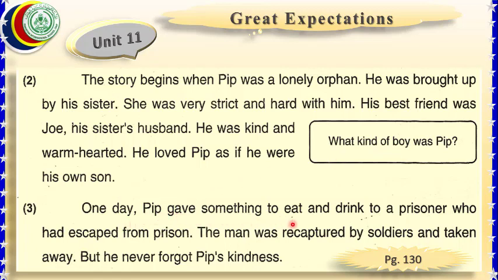One day Pip gave something to eat and drink to a prisoner who had escaped from prison. The man was captured by soldiers and taken away, but he never forgot Pip's kindness. Dear students, here in paragraph 3 we come to know Pip was a very kind-hearted person. When he saw someone sitting on the street, in fact a prisoner escaped from the prison, Pip helped that prisoner. This paragraph tells us about Pip. What shall we say? Pip was very kind-hearted and liked to help the poor.